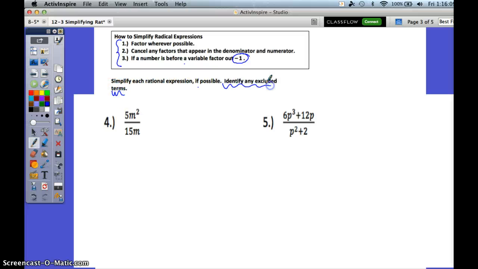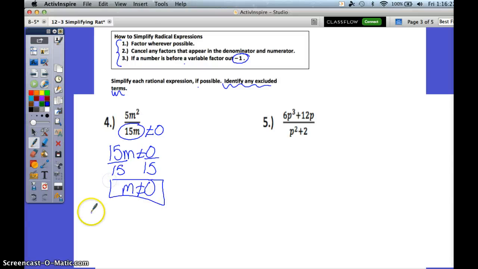Let's do the identified excluded terms first. We just did that. So we know for the excluded terms, this denominator is not allowed to equal 0. So we know 15m is not allowed to equal 0. Divide by 15, divide by 15. M is not allowed to equal 0. So that's my excluded term.